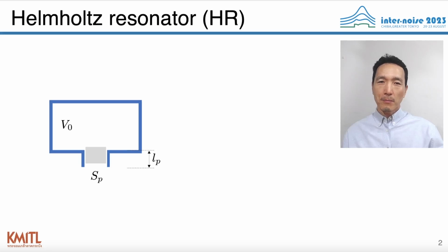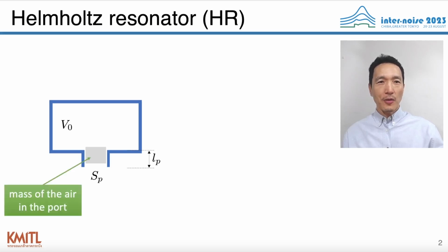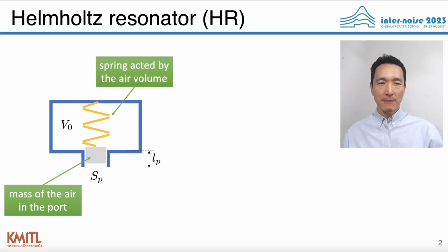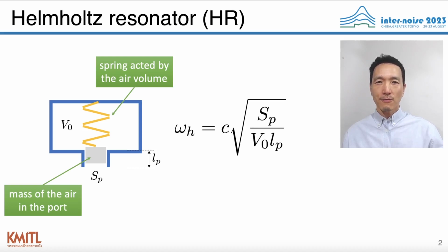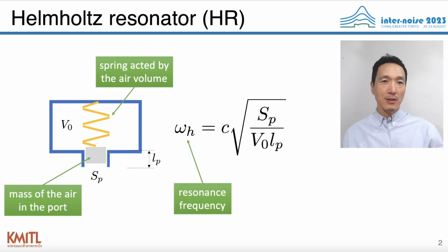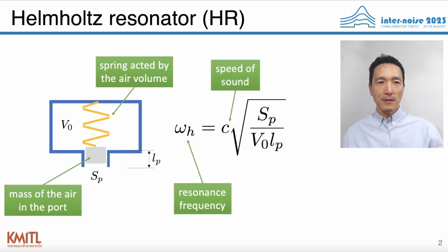The Helmholtz resonator is usually modeled as a mass spring system, and we assume that the air in the port behaves as a mass, which is under the influence of the restoring force exerted by the air in the cavity. Then it is well known that the structure will resonate at a single frequency, which is related to the speed of sound c, the surface area of the port, the cavity volume V0, and the port length Lp. This formula is quite useful in many cases, but in many other cases, it fails to give us good estimates of the actual resonance frequency.